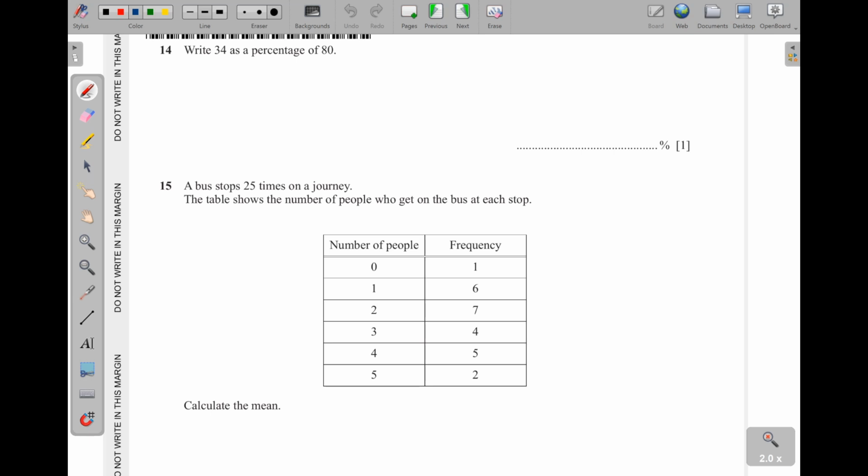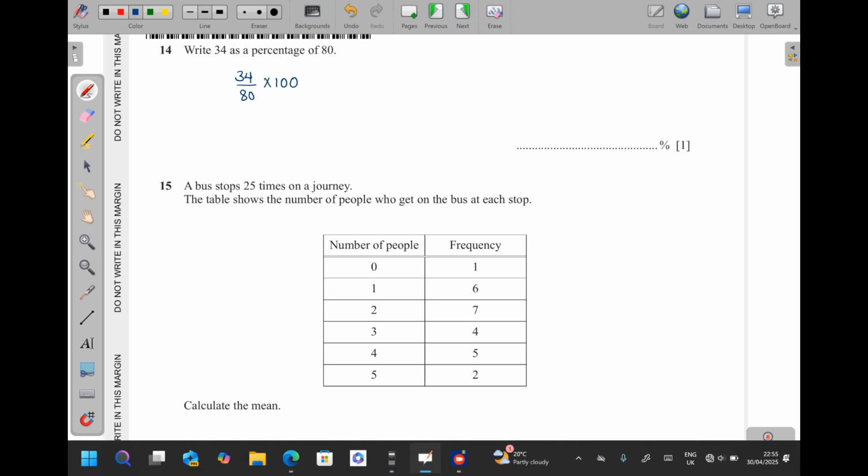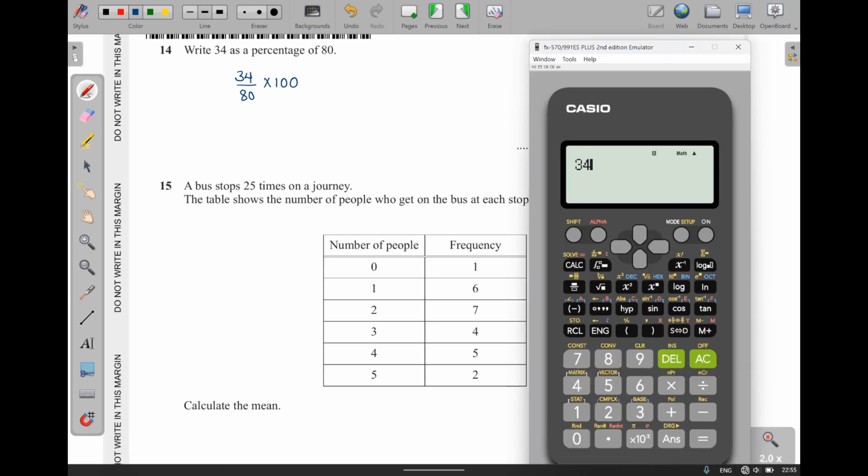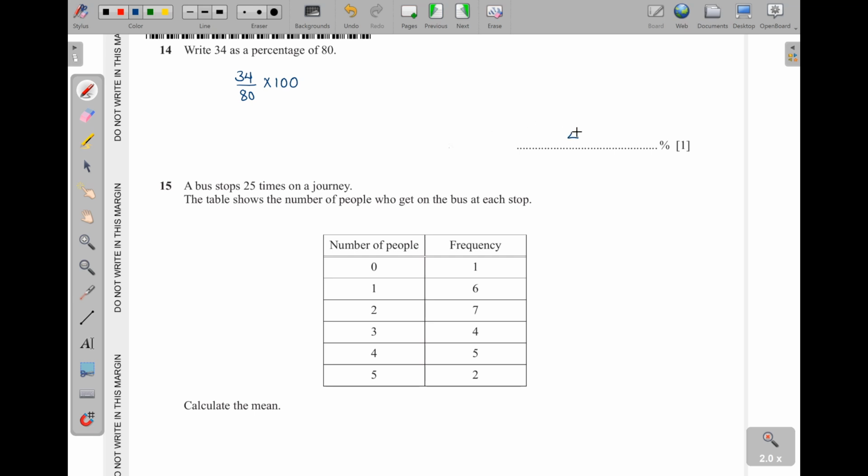Question 14, write 34 as a percentage of 80. So we shall have 34 here out of 80, then times 100. Okay, so putting this in the calculator, 34 out of 80, then times 100. That one gives us 42.5. So we shall write 42.5.